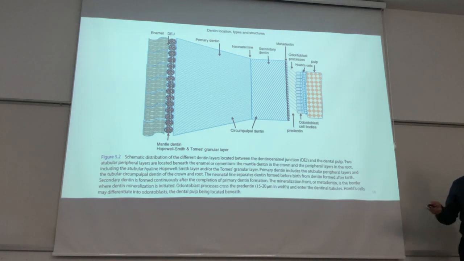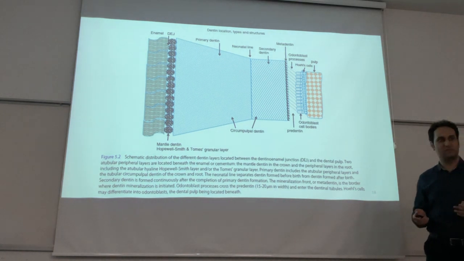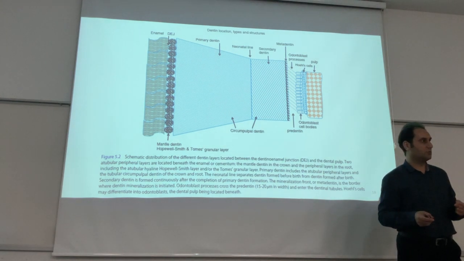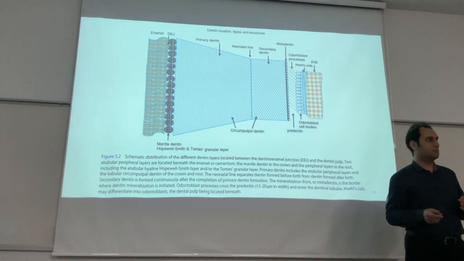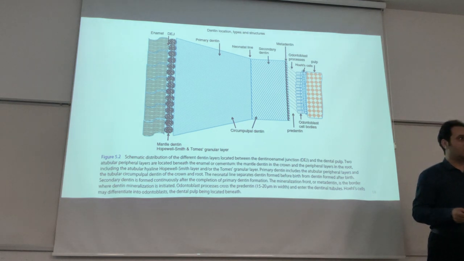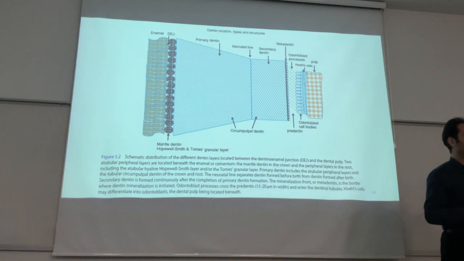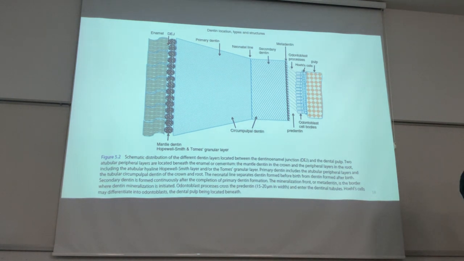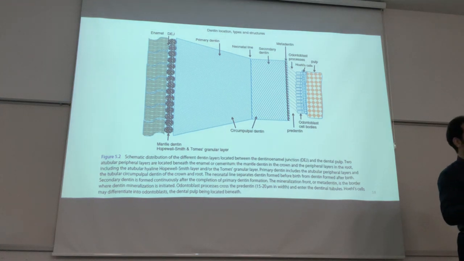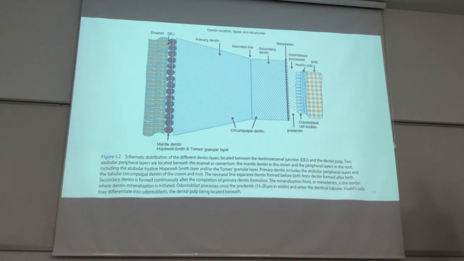The other name of this whole cells layer is the cell-rich zone. The cell-free zone is present between the odontoblasts and whole cells, and the other name of the area of whole cells is the cell-rich zone. Okay? This is related with pulp. We will talk about pulp.